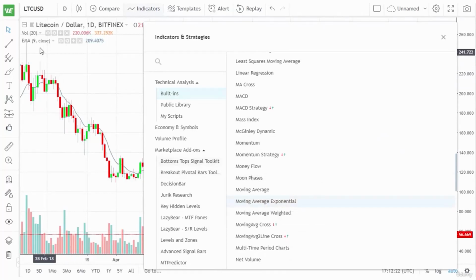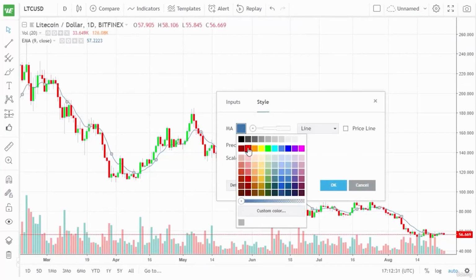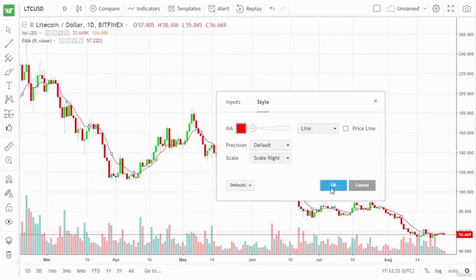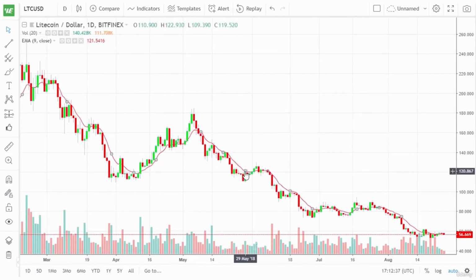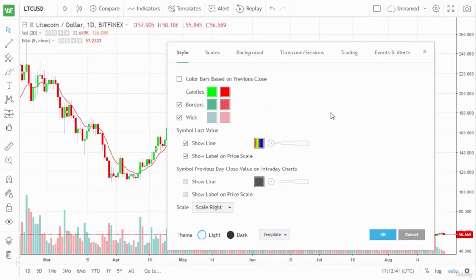And as I click that, you'll notice that this comes online here. I'll go ahead and look at the format. And I'm going to make this 9 moving average, exponential moving average, red. You can see that I can also format it as per usual.